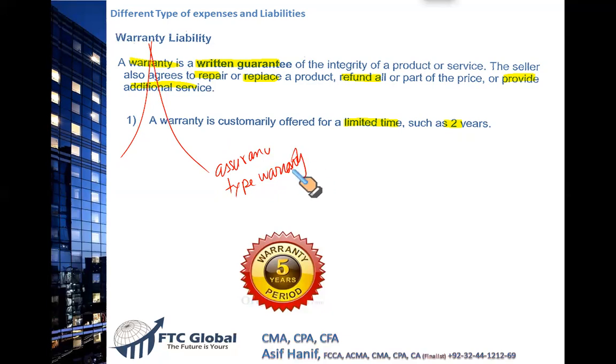Hamad, please rephrase your question. Kind of guaranteed revenue related to warranty.